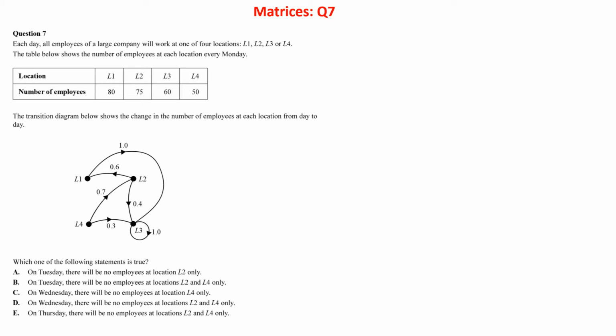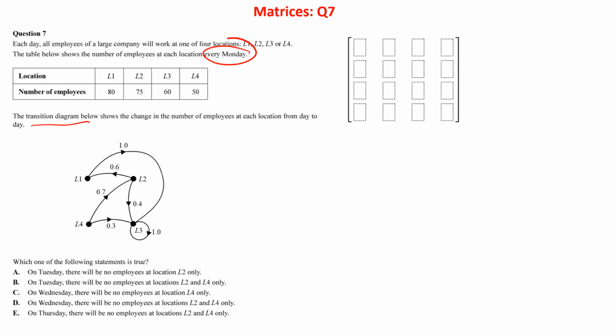Okay, what we're looking at here is question 7 for matrices. We've got some information: all employees at a large company work at these 4 locations, and the table below shows the number of employees at each location on every Monday. Okay, so we've got those numbers. That'll become a matrix in a moment. But for the moment, we've also got a transition diagram here, which we can convert into a transition matrix.